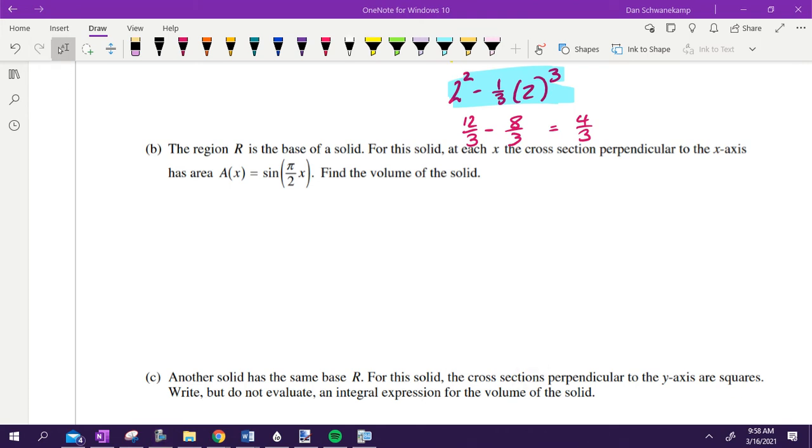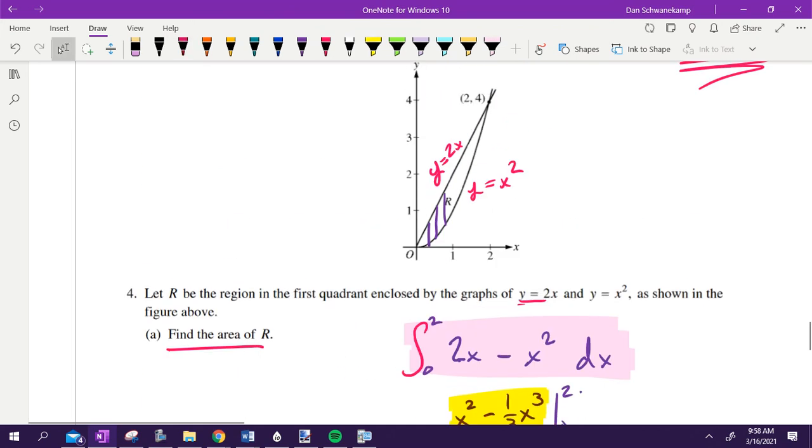We're finding volume. How do we find volume? What do we need to do? Integrate area. There's a reason why I say that every time for this problem. I integrate the area. We are going perpendicular to the x-axis. So if we're going perpendicular to the x-axis, is it a dx or a dy problem? It is dx. All right, so it's this region right here. My bounds are going to be the same. It's still 0 to 2.